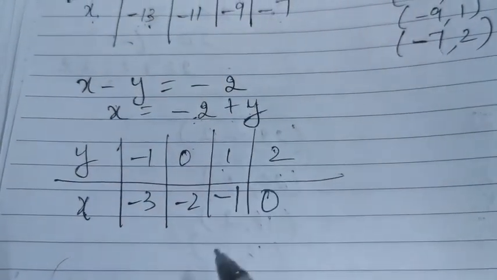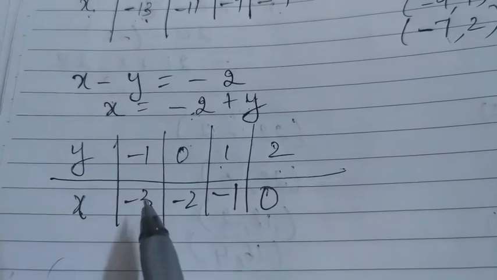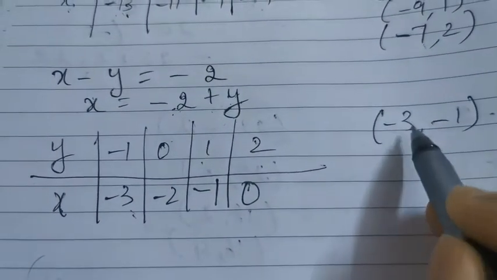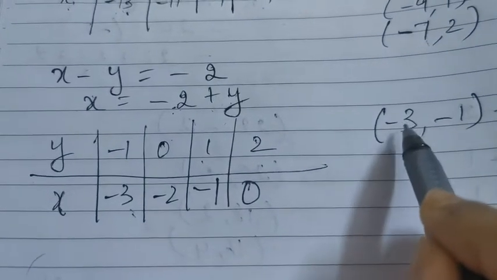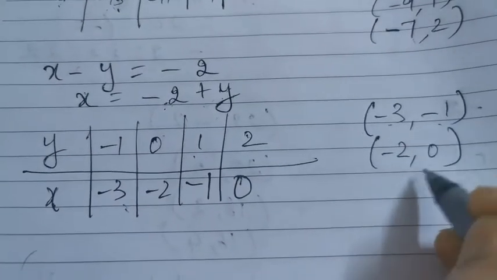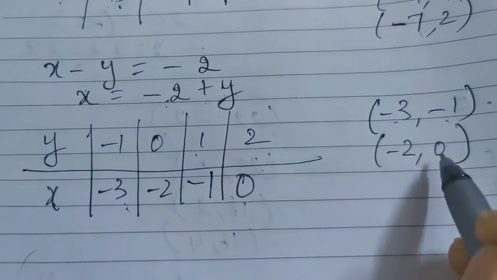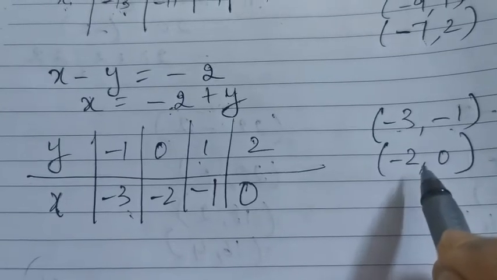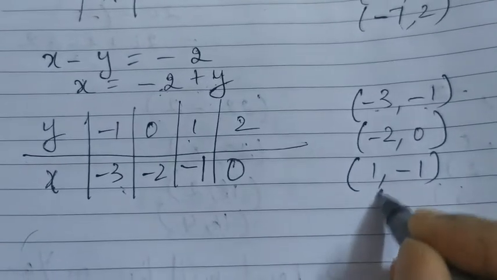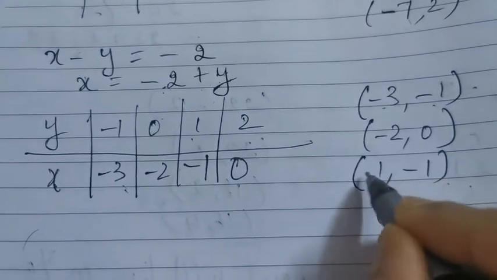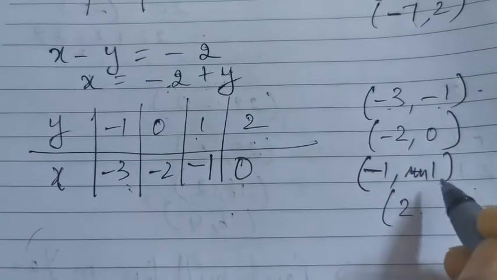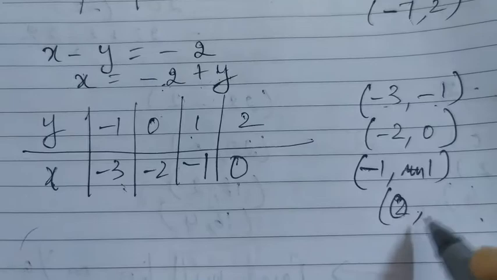Again from this equation, I form the table, and from this table, I have got 4 points. Minus 3, minus 1. Remember, always write x first. The abscissa should be first and the ordinate second. Minus 2, 0. So I told you whenever your y value is 0, this particular point will lie on the x-axis. Next, 1, minus 1 and 2, I made a mistake here. We have to write x value first. So minus 1, 1 and 0, 2.